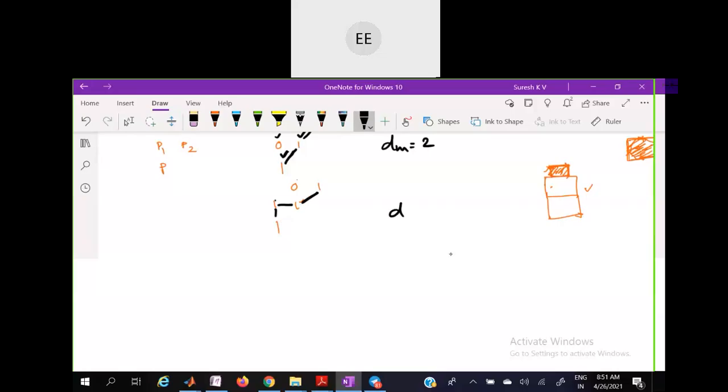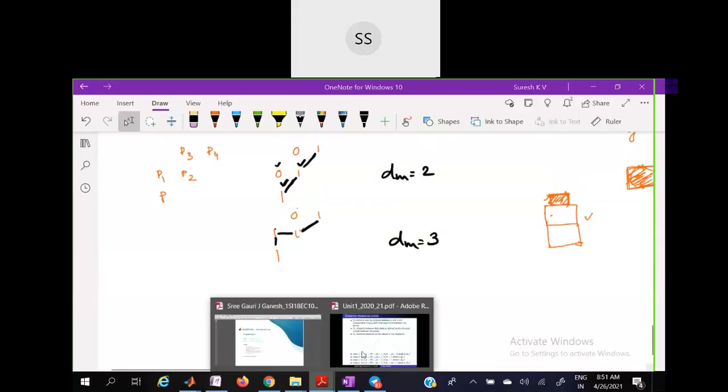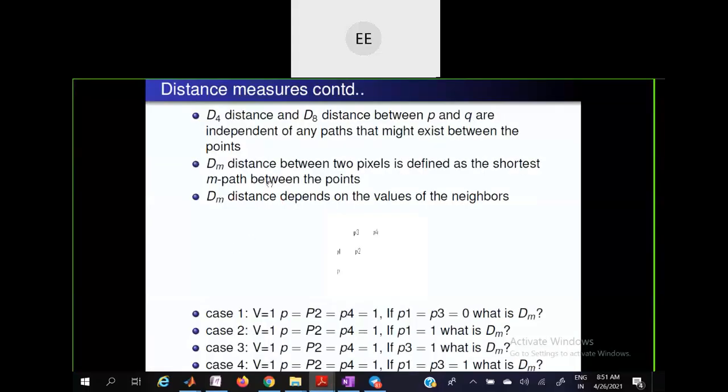So what is the length? 1, 2, 3. 3. Now, okay, this is what it means. So the Dm distance between two pixels is defined as the shortest m-path. It depends on the values of the neighbors. So Dm distance looks into the values, whereas D4, D8 and Euclidean distance never look at the values. They only look at the x and y coordinates, and it's a physical distance. Whereas here it is whether they are connected or not.